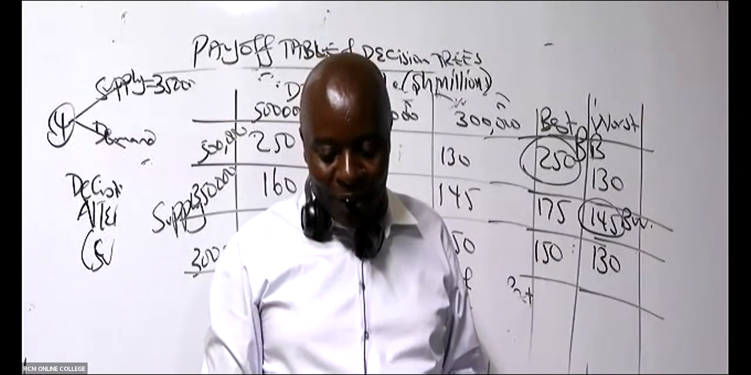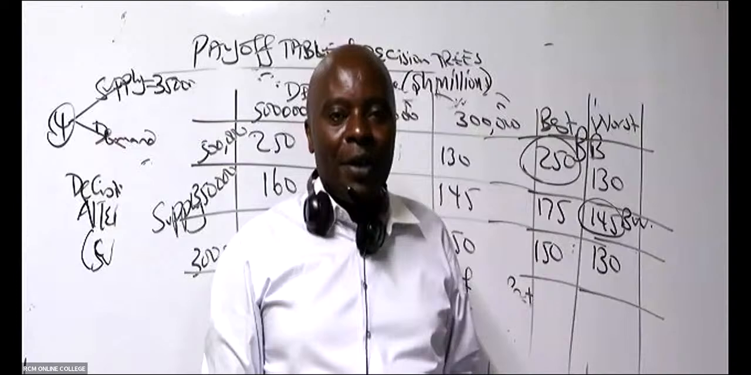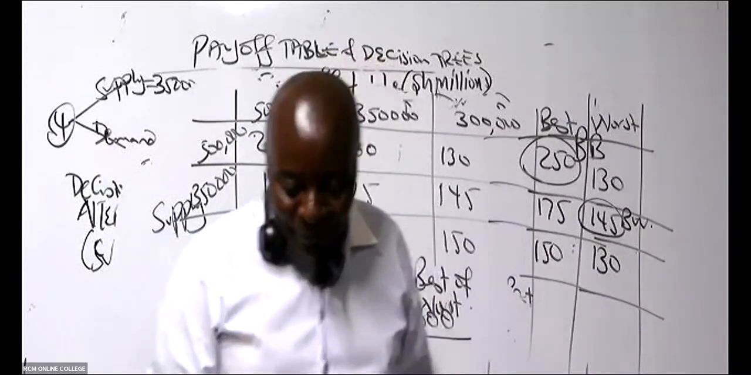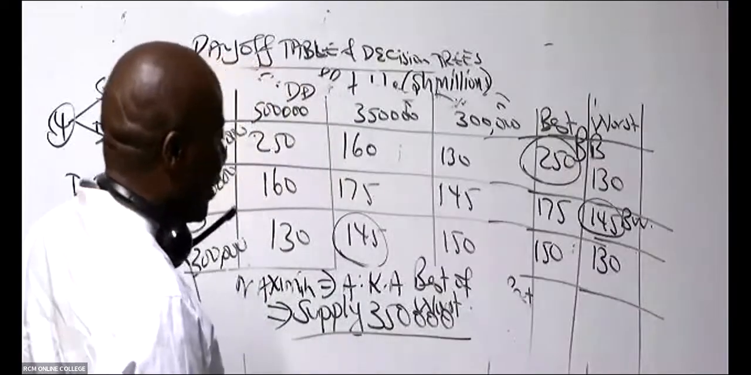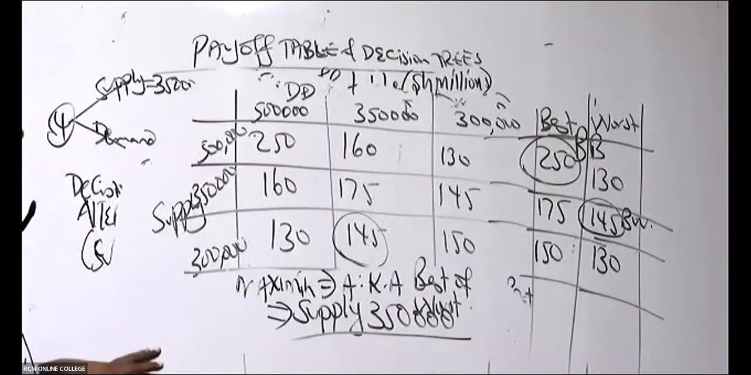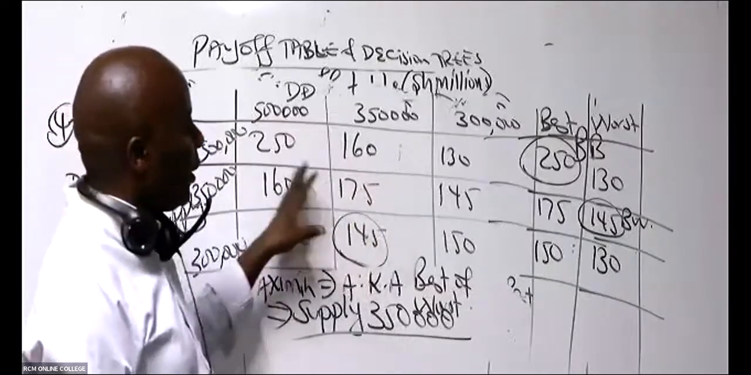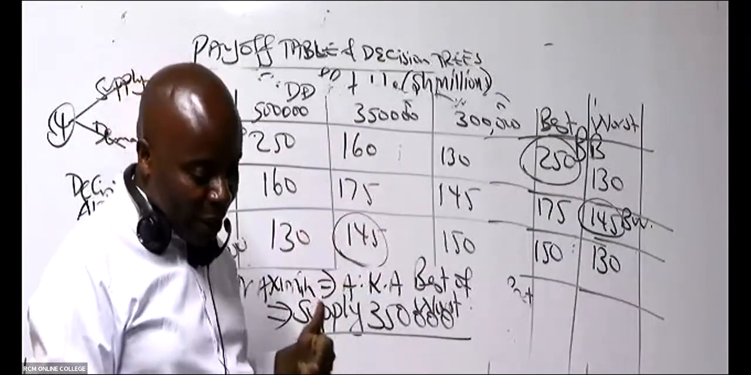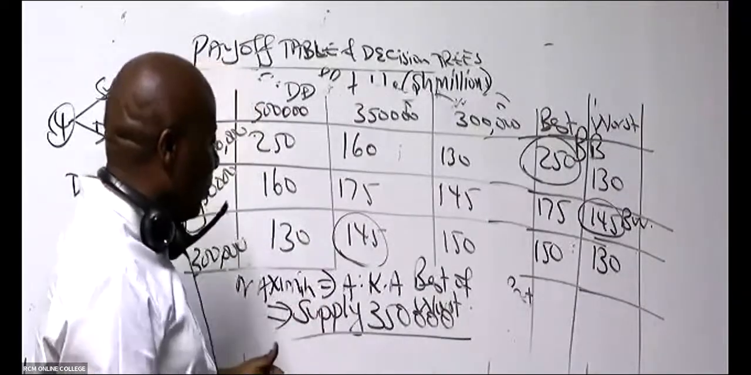Yeah, Mr. Cheng is asking a very important question. How about, in this case here, minimax? So minimax will need an opportunity cost table. There is an opportunity cost or opportunity loss table that I'll be able to do in my next class.